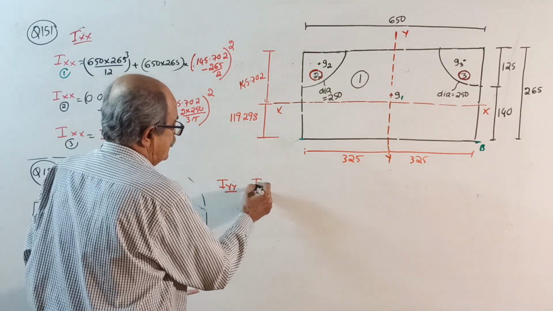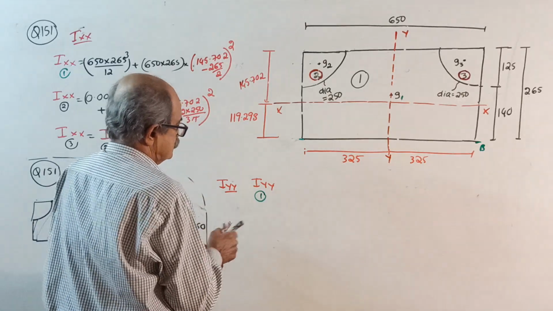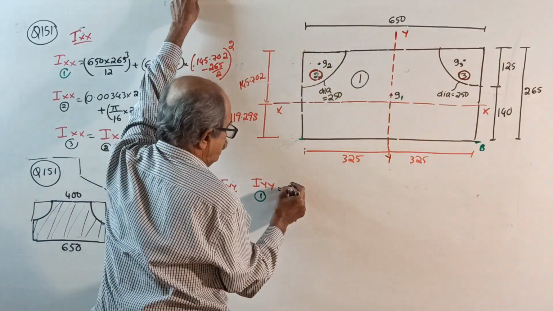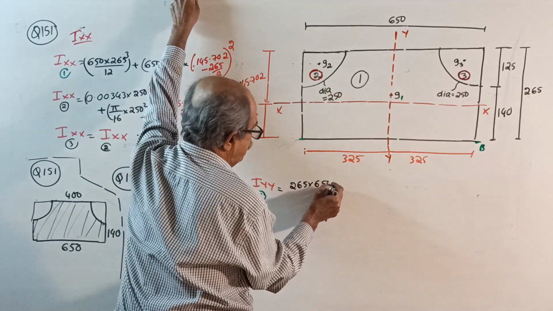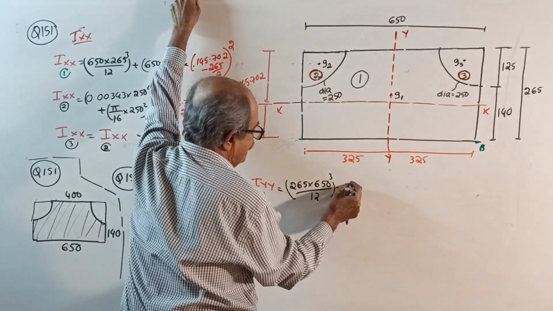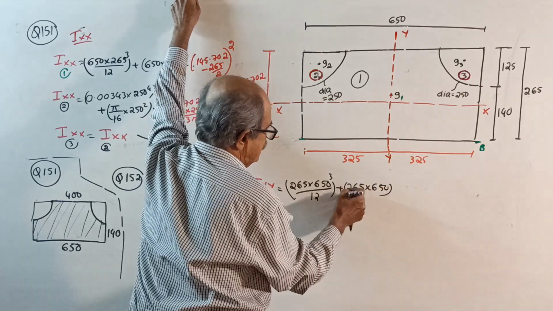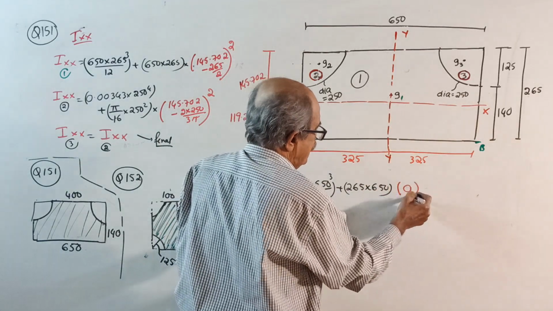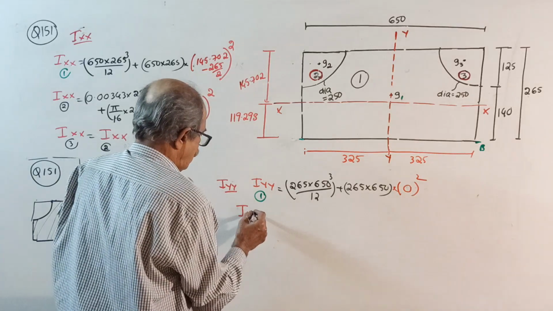Start. Iyy for 1, about its own centroid axis. 265 into, how much is it? 650. 650 cube divided by 12, Ig, plus area. 265 into 650 is the area, into centroid G1 lies on Yy, so 0 square. Okay. Then Iyy for 2.